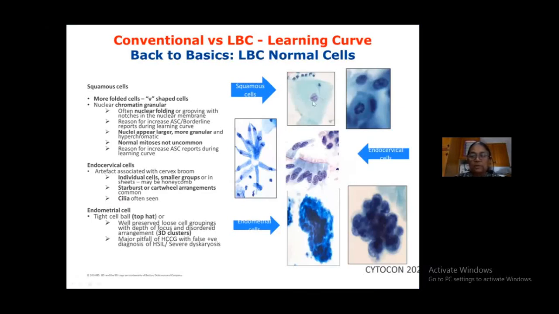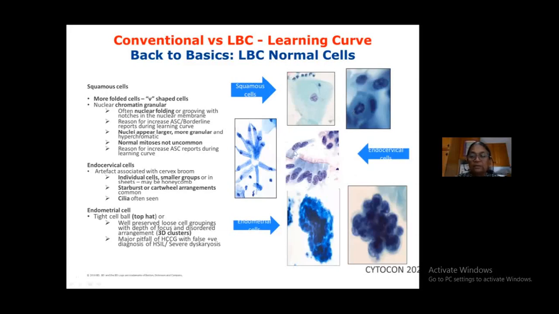The normal squamous cells in LBC, because of good preservation, start showing the folding in the nuclear membrane a lot more. And you can see the normal mitosis as well. So please do not make the diagnosis of abnormal cells with these findings.